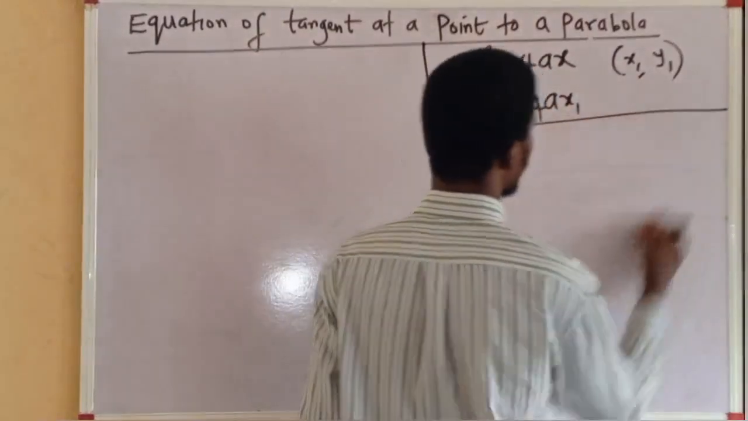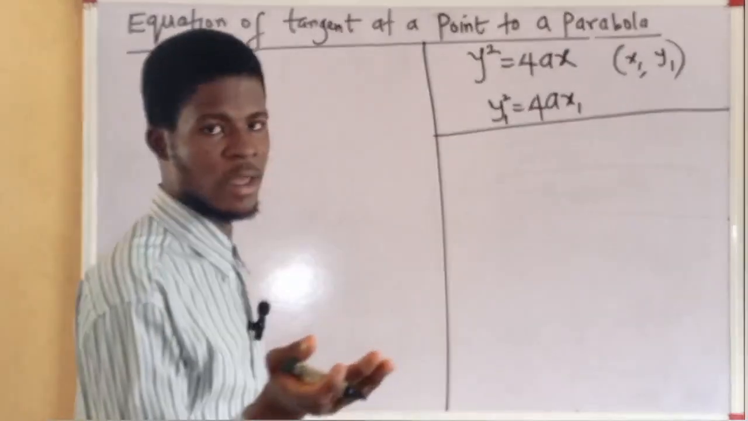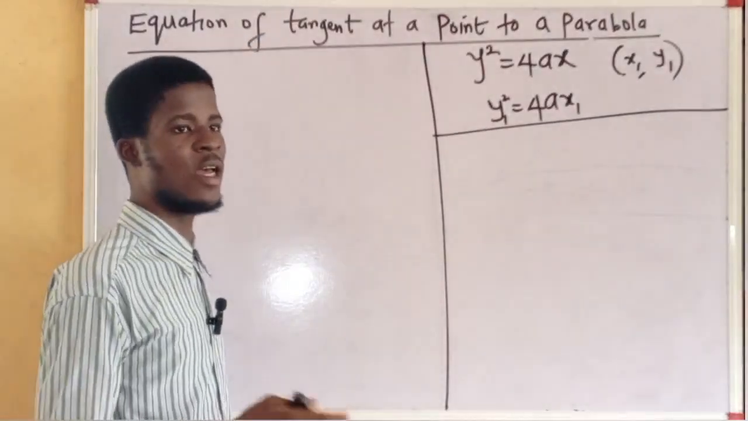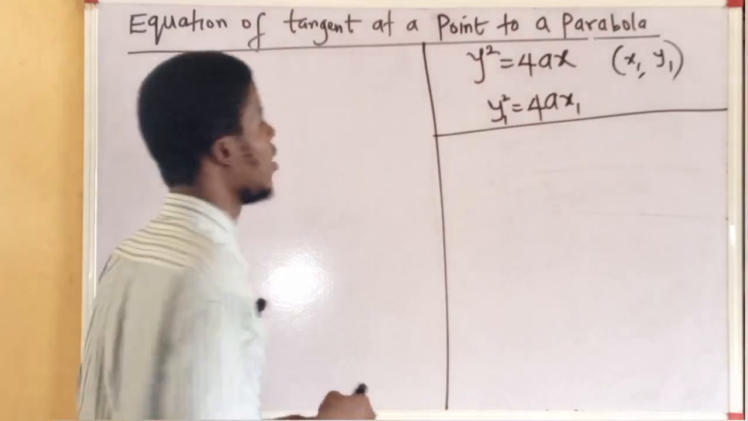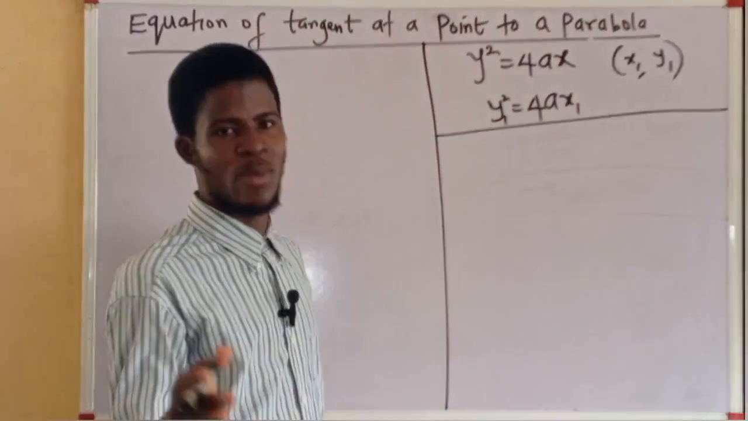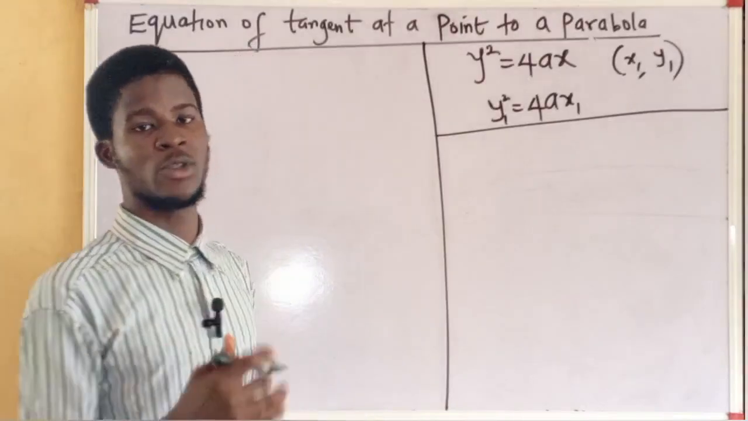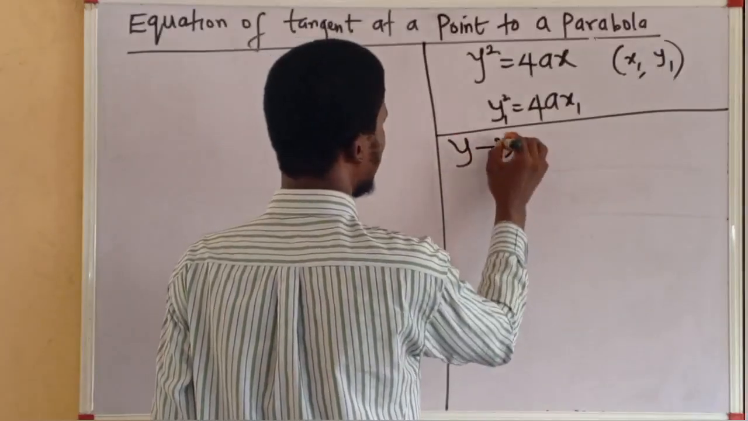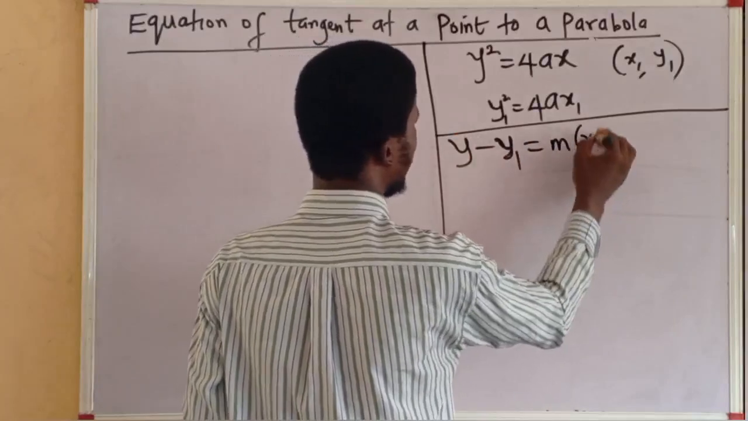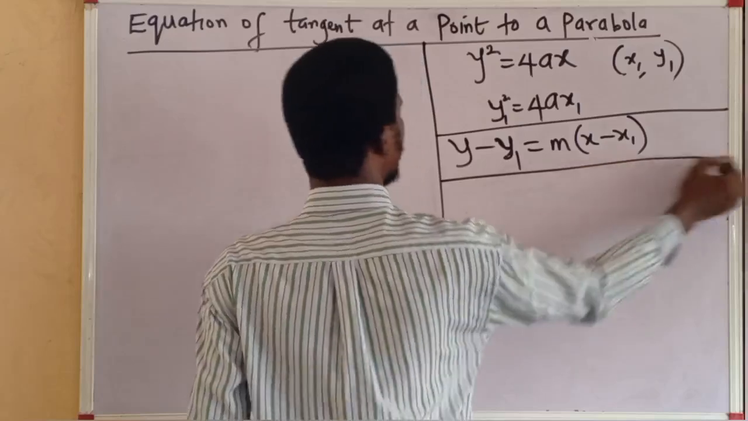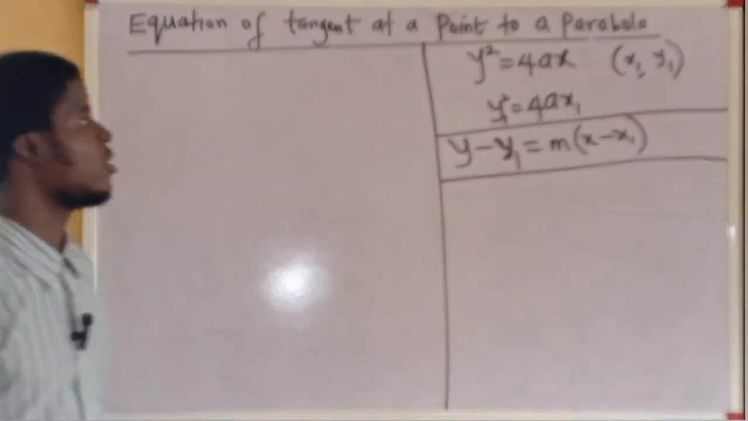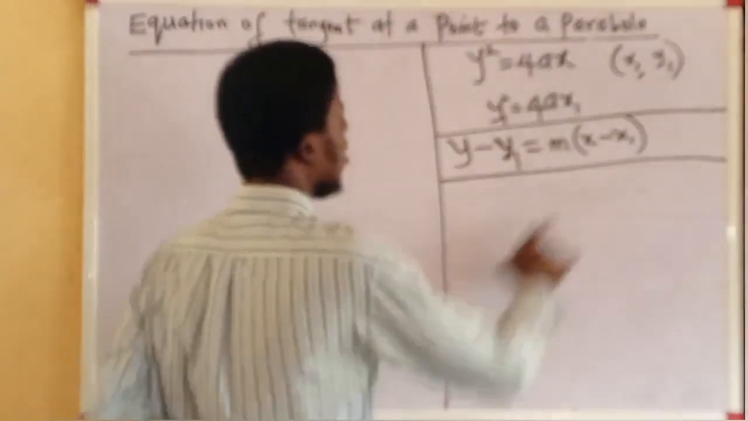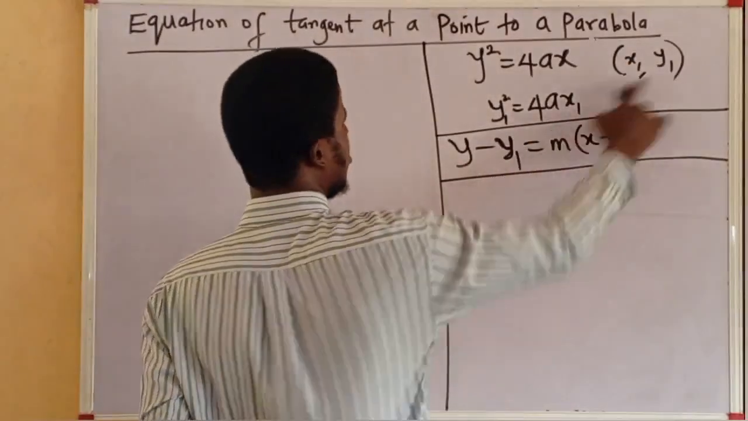Now, a tangent is a straight line, right? So we can use the equation of a straight line to determine the equation of a tangent. There are different forms of the equation of a straight line. The gradient and one point form is y minus y1 equals m times (x minus x1). This is what we are going to use to determine the equation of the tangent to this parabola at this particular point. x1 is x1, y1 is y1.